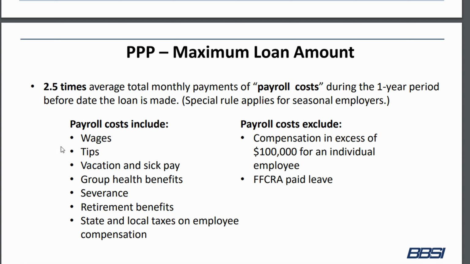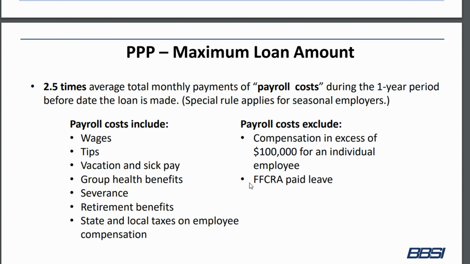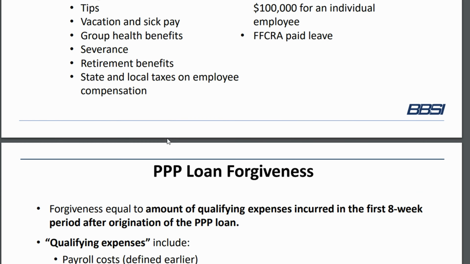Payroll costs include wages, tips, vacation and sick pay, group health benefits, severance, retirement benefits, state and local taxes on employee compensation. What it does not include is compensation of individuals who make in excess of $100,000 per year. So if you have an employee who makes $200,000 a year, you're only eligible for compensation of $100,000. This does not include the FFCRA paid leave program either.